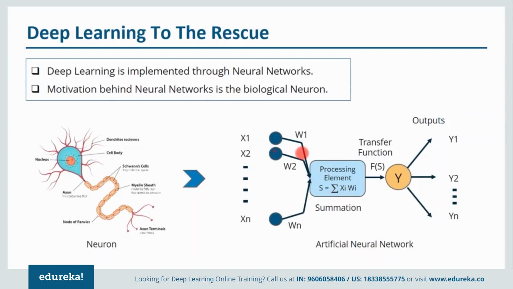When it moves on, the inputs will be multiplied with our weights. In the beginning, these weights are randomly assigned. If I take the example of x1, then x1 multiplied by w1 will go towards the processing element. Similarly, x2 and w2 will go towards the processing element, and similarly the other inputs as well. Then summation will happen, which will generate a function of s, that is f of s.